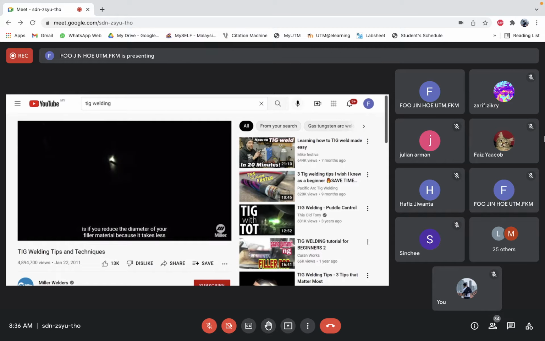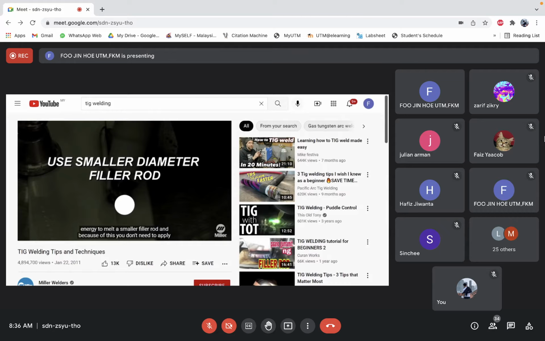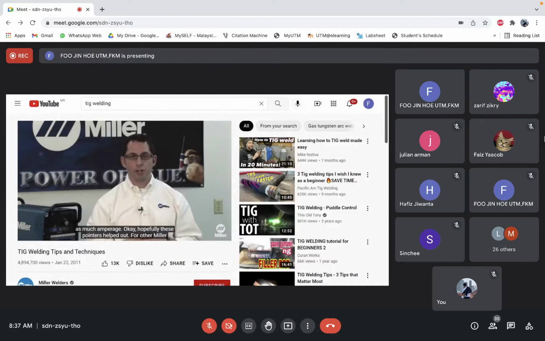Another little trick is if you reduce the diameter of your filler material, because it takes less energy to melt a smaller filler rod. And because of this, you don't need to apply as much amperage. Hopefully these pointers helped out.